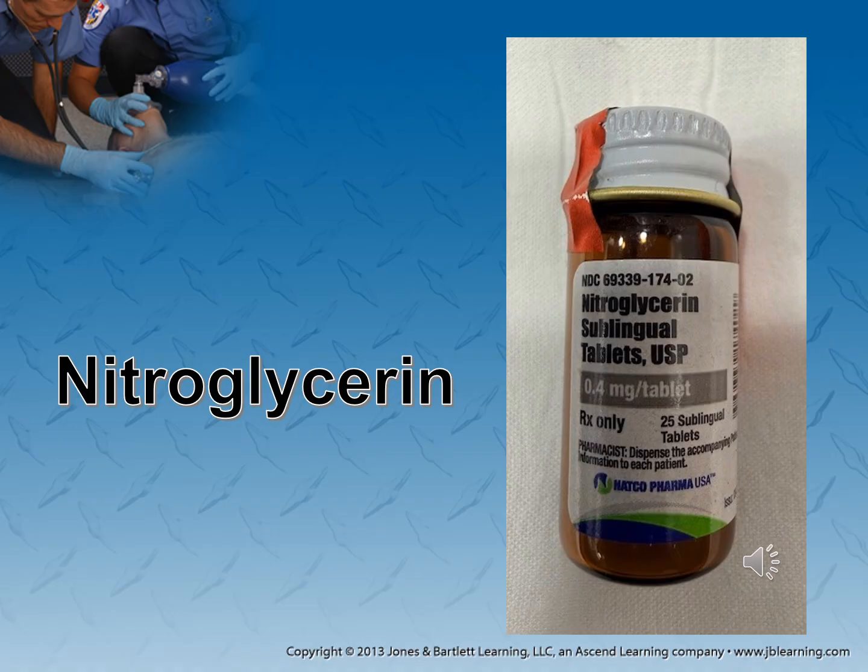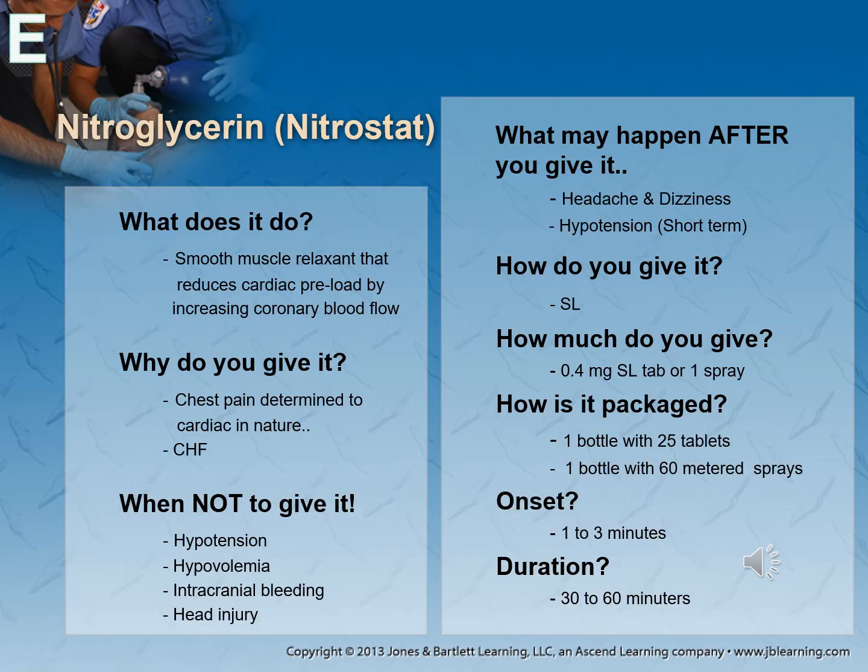Nitroglycerin, there's 2 different forms. We'll start with the tablets first. Also called Nitrostat. The onset's pretty quick, 1 to 3 minutes, and it lasts about 30 to 60 minutes. The big thing with nitro is it does lower your pressure, but it's short-acting vasodilator. So you want to make sure you always have a good blood pressure and make sure they're not hypotensive.